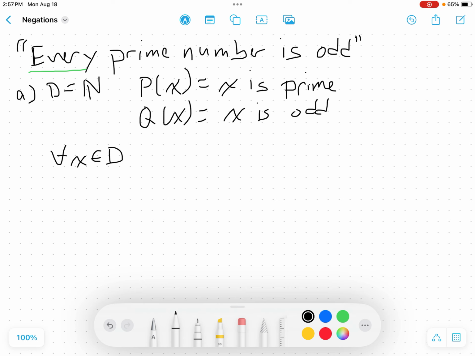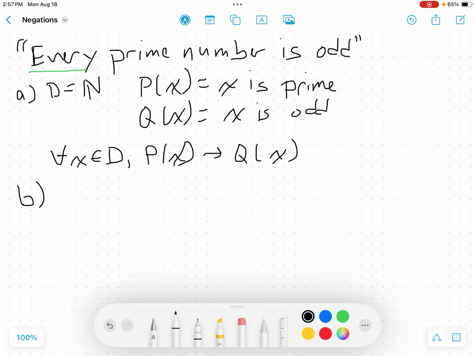That would communicate what I'm talking about. You're saying every prime number is odd, so we're sort of saying that if a number is prime, then it is odd. So this is sort of a hidden if-then statement. I'm going to say if P of x, then Q of x.